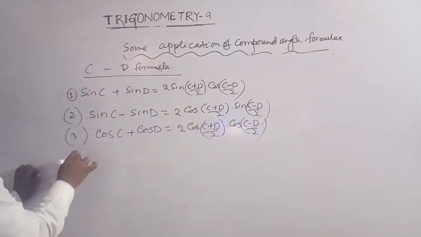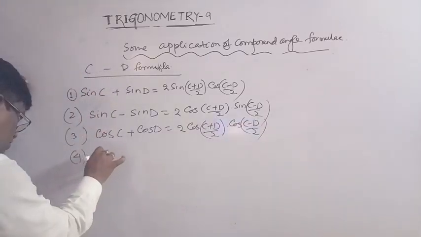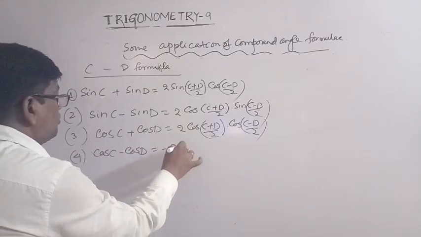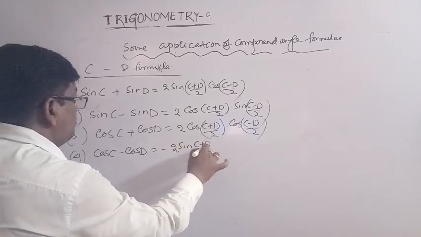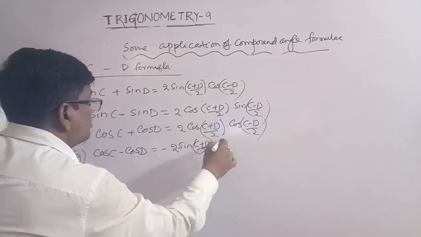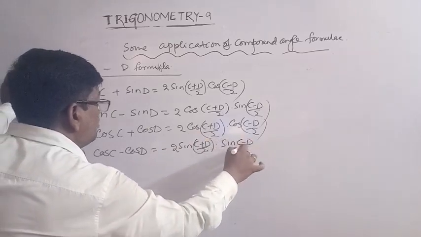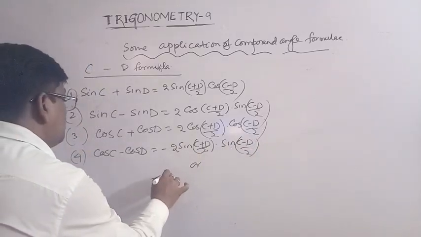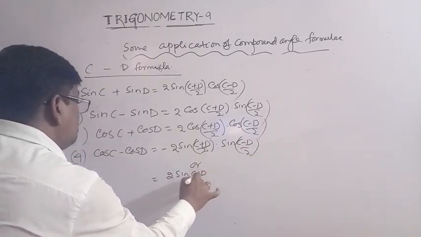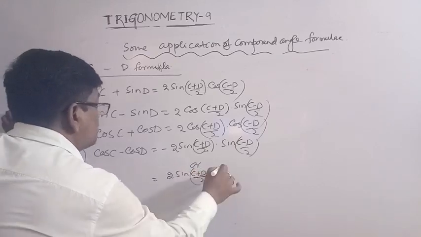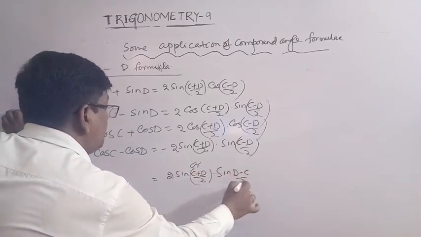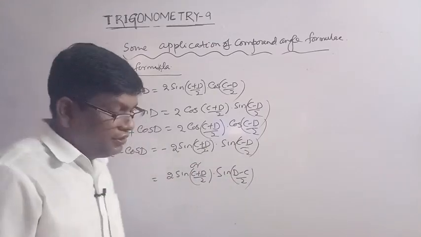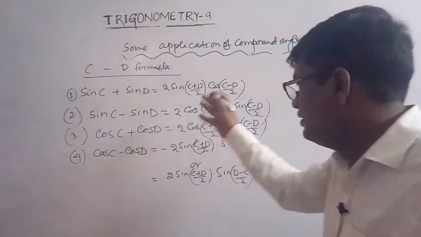Now the fourth one: cos C − cos D is equal to −2 sin((C+D)/2) sin((C−D)/2), or 2 sin((C+D)/2) sin((D−C)/2). Now how is this formula obtained? How are the formulas obtained?